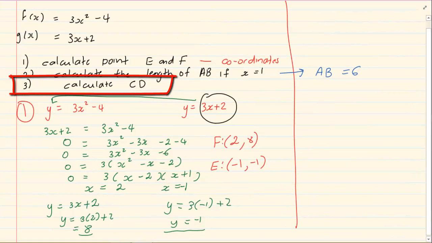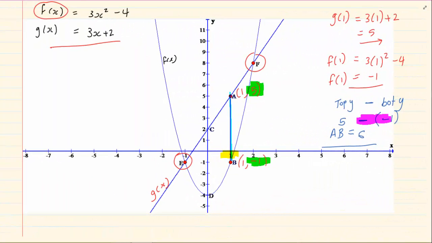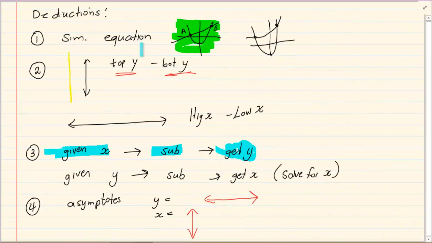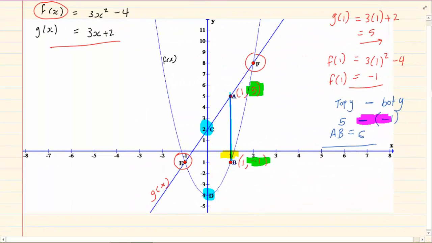Now they say calculate CD. Where is C and where is D? C and D. Again, if you look, it is again a vertical length, which means the top y minus the bottom y. What is the top y? The top y is 2. Minus, what is the bottom length? Minus 4. Be careful with your sign. So we've got 2 plus 4, which is equal to 6. The length of CD is equal to 6.